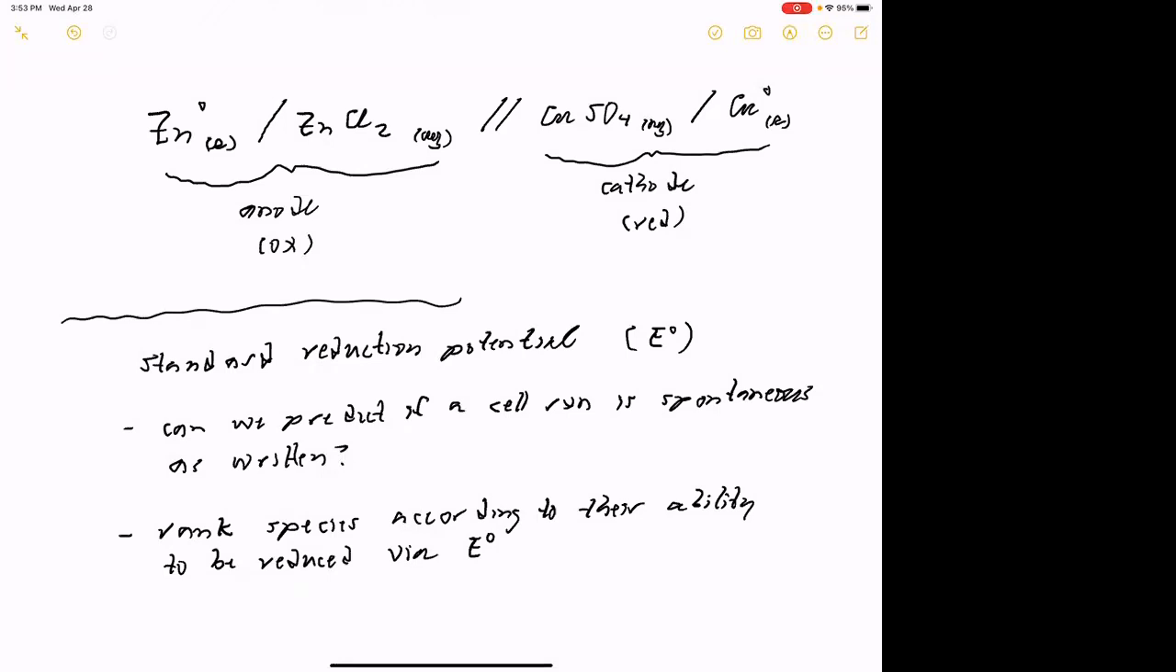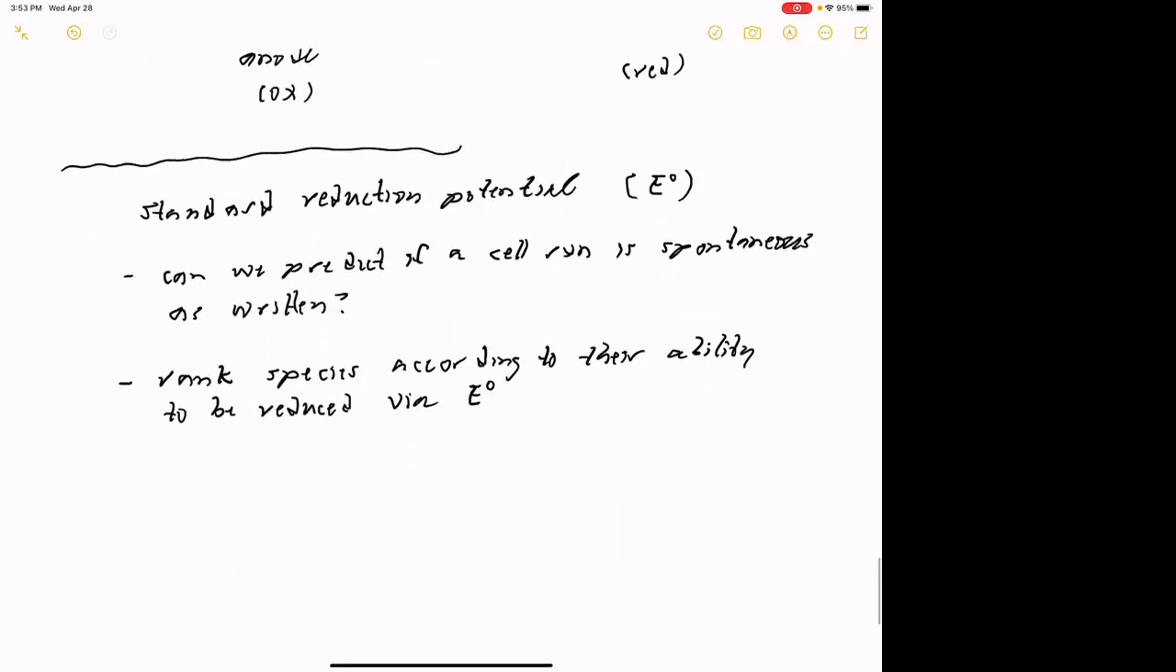Okay, so in other words, if I know the E0 values for those two half reactions, I should be able to then predict that zinc would be the anode reaction and copper would be the cathode reaction for a spontaneous reaction. All right, so what is the E0?